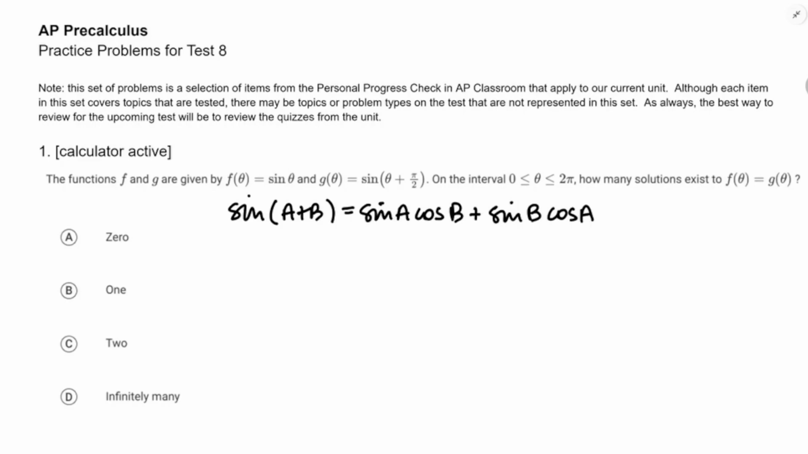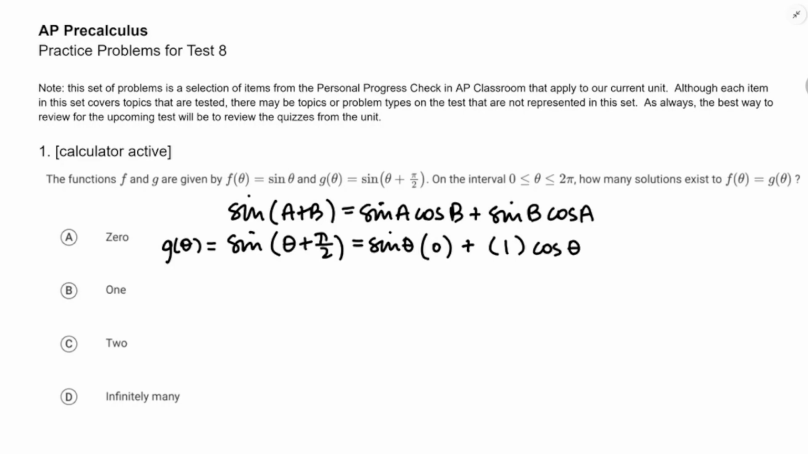And so now I'm going to work on g of theta. So g of theta is sine of theta plus pi over 2. And so I'm going to write that in terms of the angle addition formula. So it's going to be equal to the sine of theta multiplied by the cosine of pi over 2, and cosine of pi over 2, that's 0, plus sine of pi over 2, that's going to be 1, times cosine of theta. Anything times 0 is going to be 0, and 1 times cosine theta is just going to be cosine theta. And we've actually seen evidence of this before, when we were graphing cosine for the first time. And so we now know that g of theta equals cosine theta.